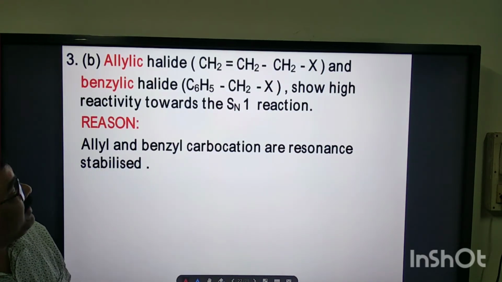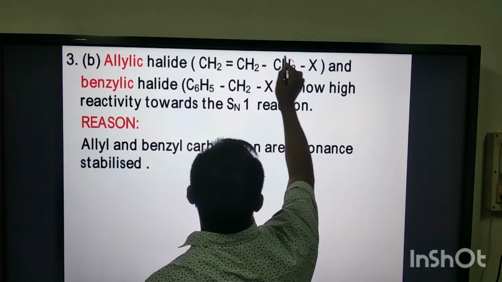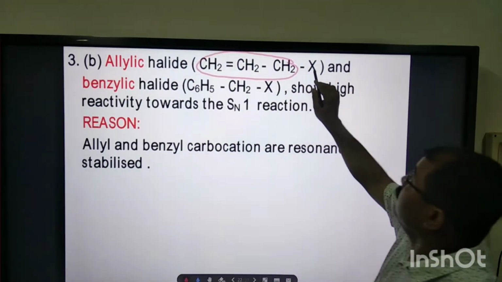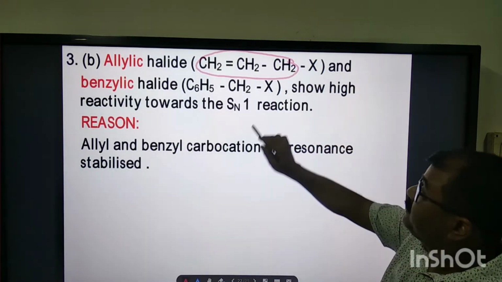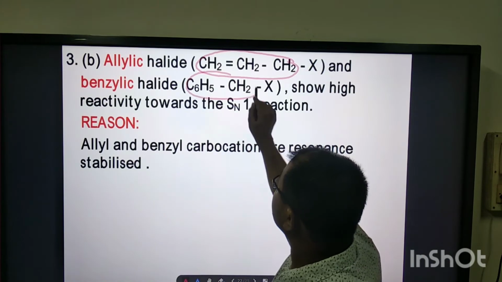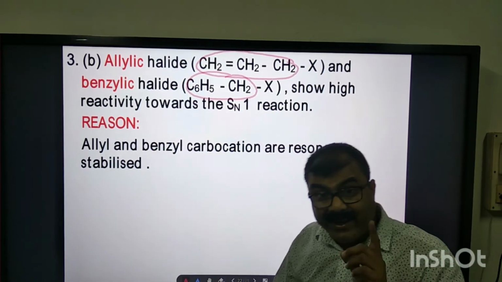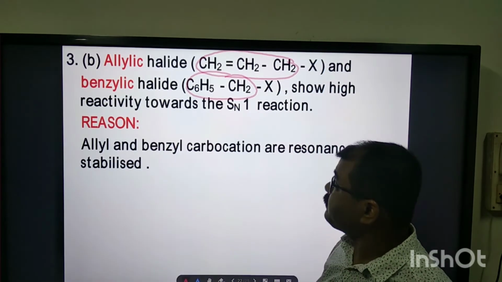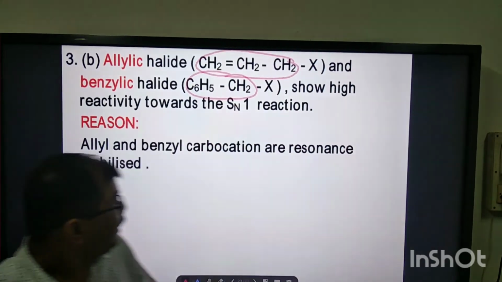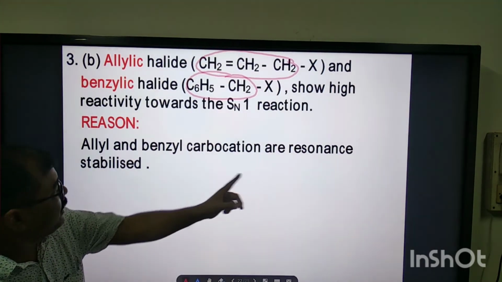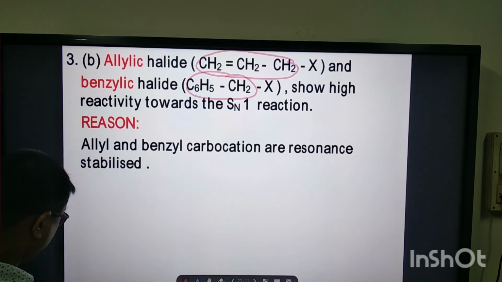Now another one is the allylic halide. This is the allyl group, with the halogen attached to it. That is allyl halide, and this is the benzylic group. This is benzyl halide. They show high reactivity towards SN1 reactions. What is the reason? Because allyl and benzyl carbocations are resonance stabilized. How are they resonance stabilized? Let me show.